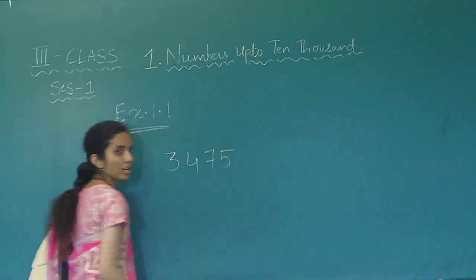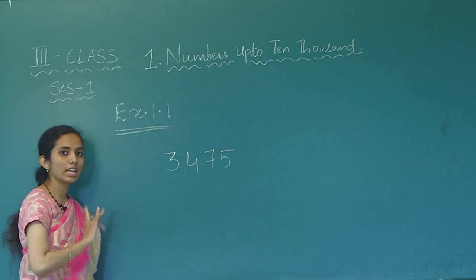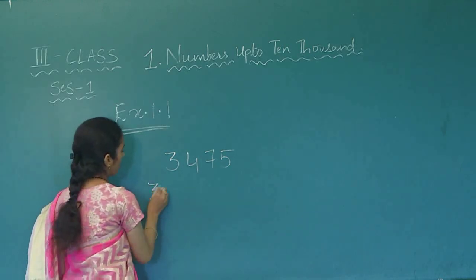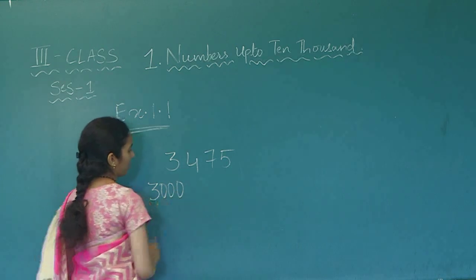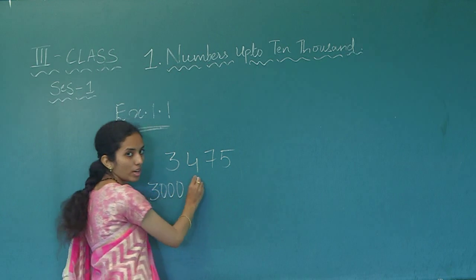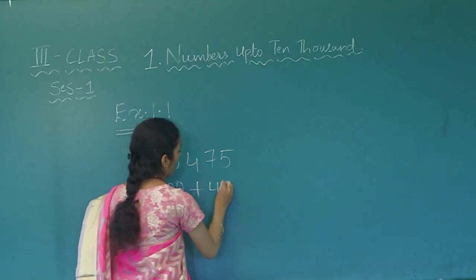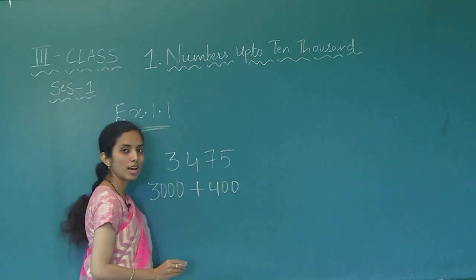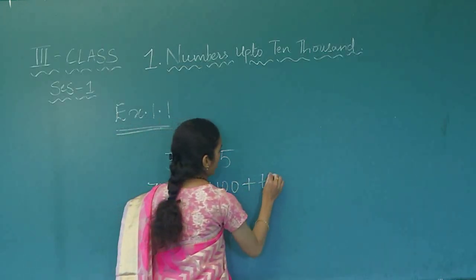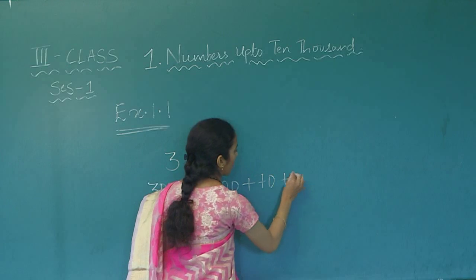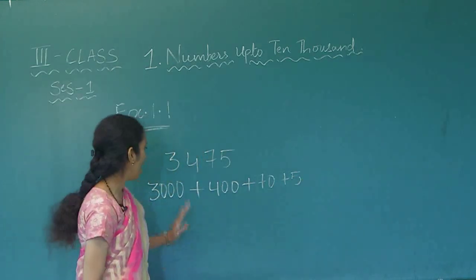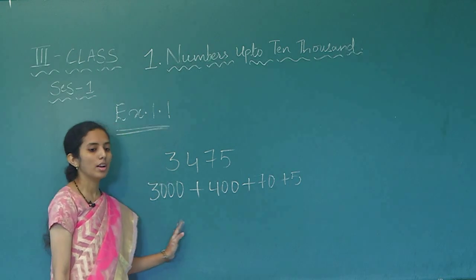So what did I tell you? You have to expand the number, means you have to write how many thousands are there. How many thousands are there? 3 thousands are there. Plus, how many hundreds are there? 4. 4 is in hundreds place, no? So 4 hundreds. So how many tens are there? 7 is in tens place. So 70. Plus 5 in ones place. So this is how we write the expanded form of the number.